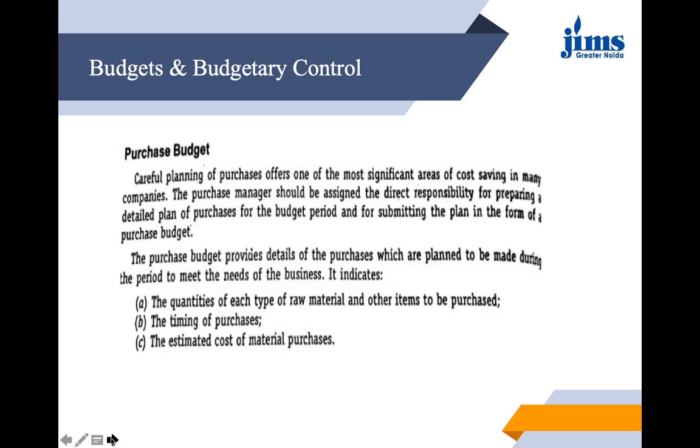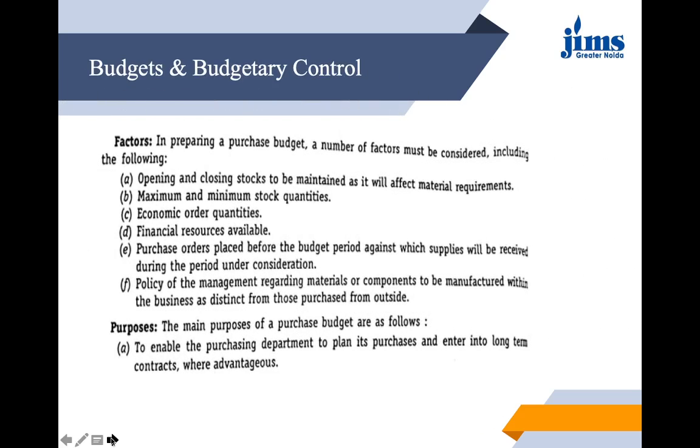The purchase budget actually gives you the details and the idea about the purchases which are being planned to be made during the period to meet the needs of the business. And it indicates certain things, like it shows you the quantities of each type of raw material and the other items to be purchased. It shows the timing of purchases. It shows the estimated cost of material purchases that we have estimated on the basis of the past records that we have. There are certain factors that we need to consider while preparing a purchase budget.